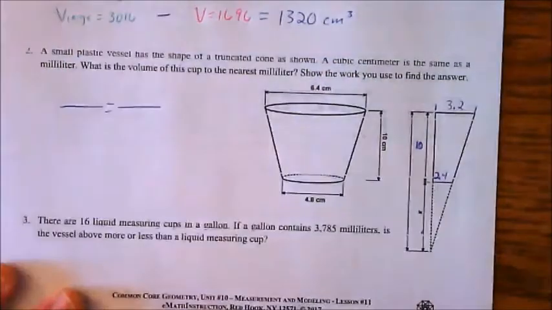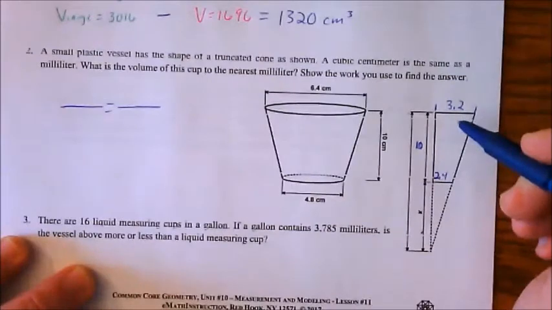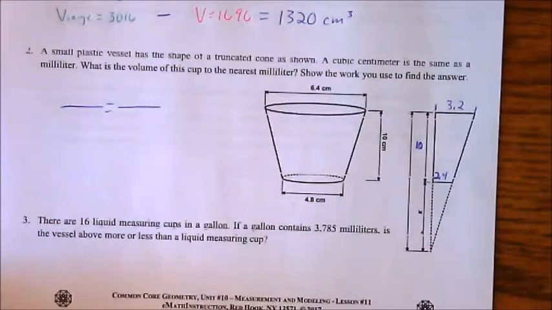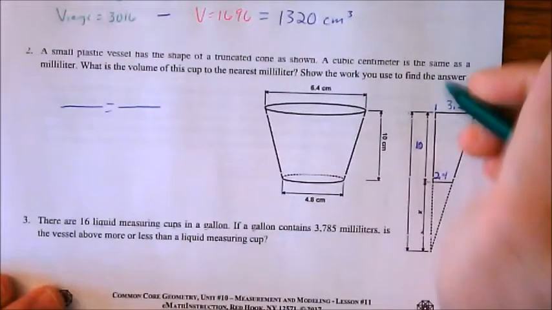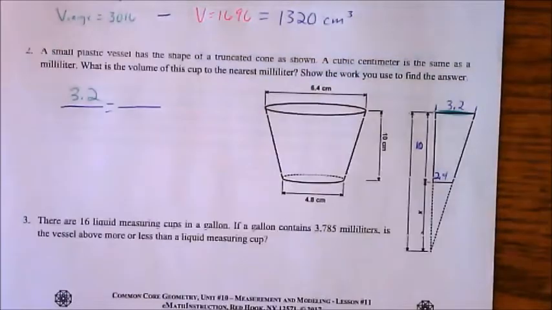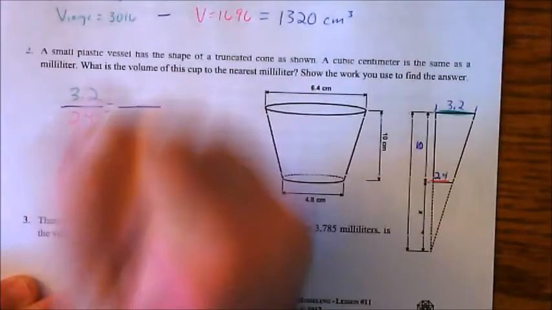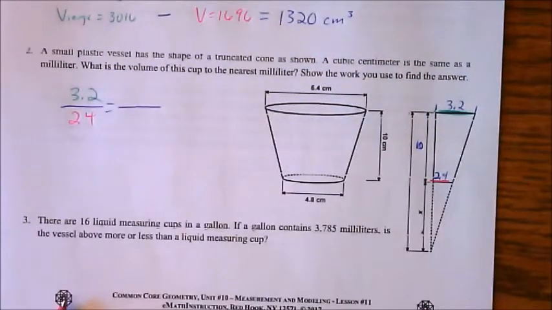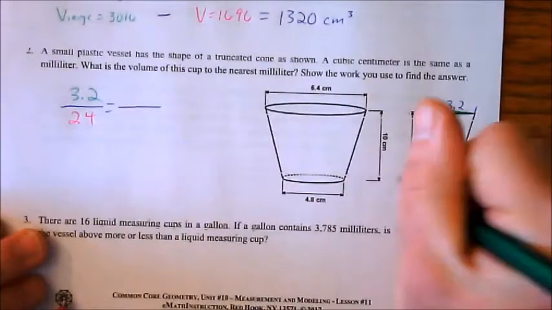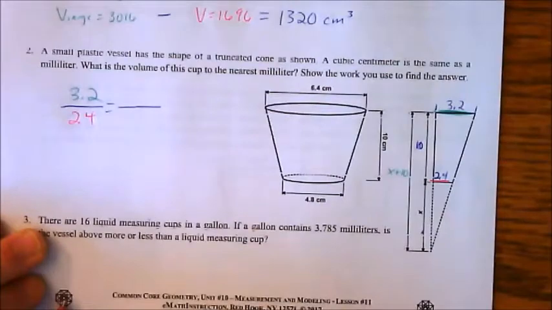If this whole thing is 6.4, then from here to here would be half of that, 3.2. If this is 4.8, then half of that would be 2.4. So we need to set up and solve a proportion to get this x, which would then allow us to get this height. So proportion, line equals sign line. Same thing as above, we're going to do similar triangles. So 3.2 to 2.4.